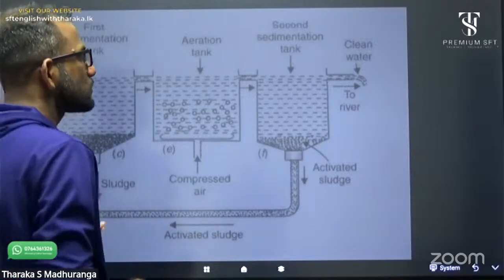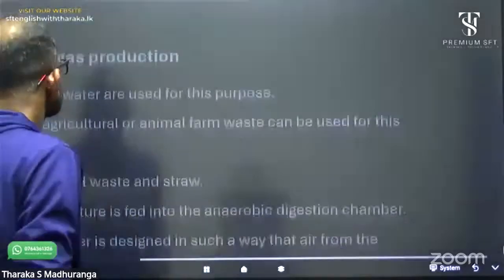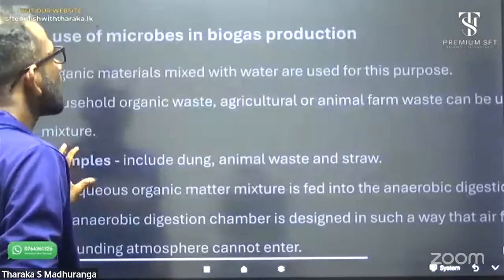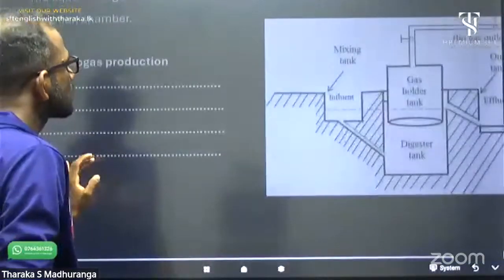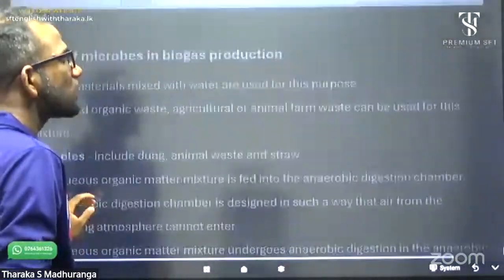Okay, let's move on to the next topic: how to use microorganisms for biogas production.